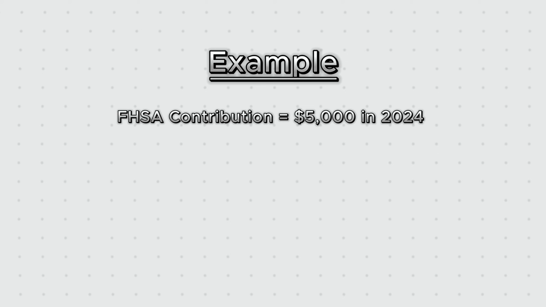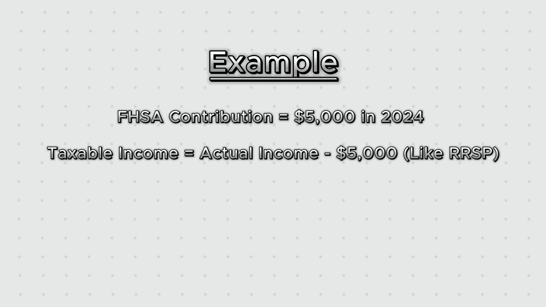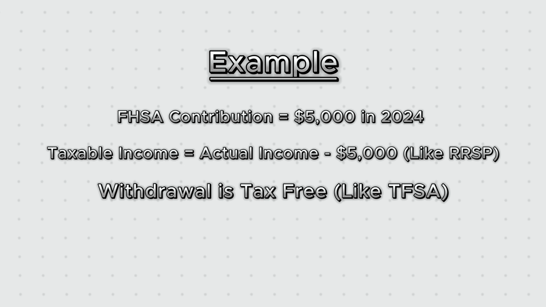Plus, it offers tax-deductible contributions, which means whatever money you deposit in FHSA will not be counted as your taxable income, just like RRSP. For example, if you contribute $5,000 to your FHSA this year, you can deduct that amount from your taxable income, and when you use the money to buy your first home, you can withdraw it tax-free.